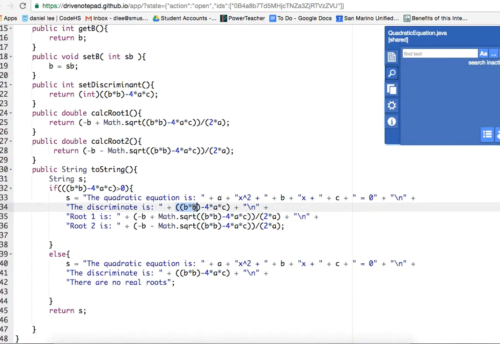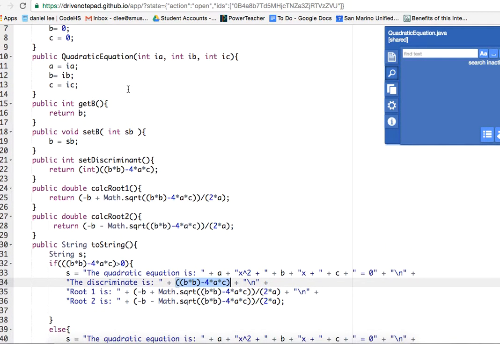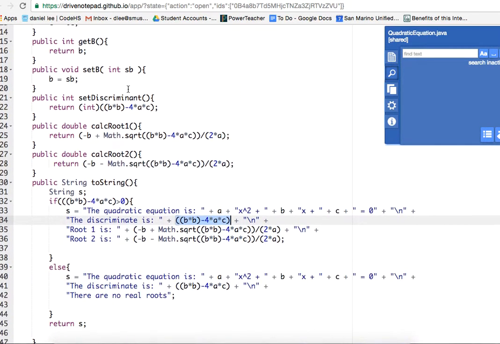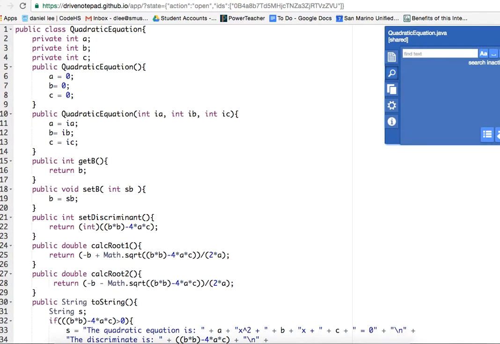So they got docked, and what should have happened here is the same thing: they should have run set discriminant right here, right? Which would have returned the discriminant calculated using the sides of the triangle. And then they should have also run calc root 1 right here and root 2 right here, which would have gotten the output to be according to the problem description. So that's why they were docked.